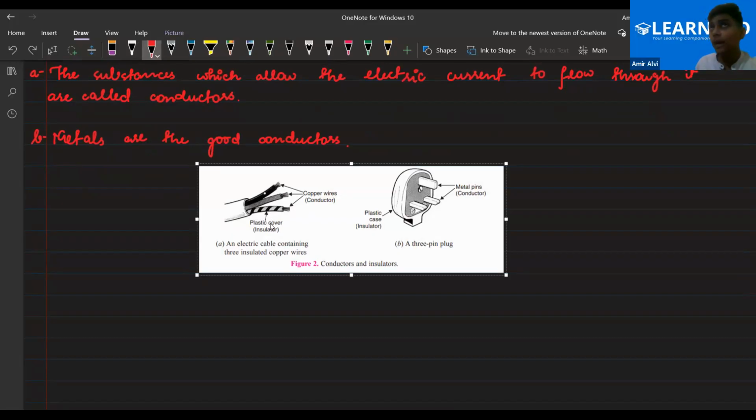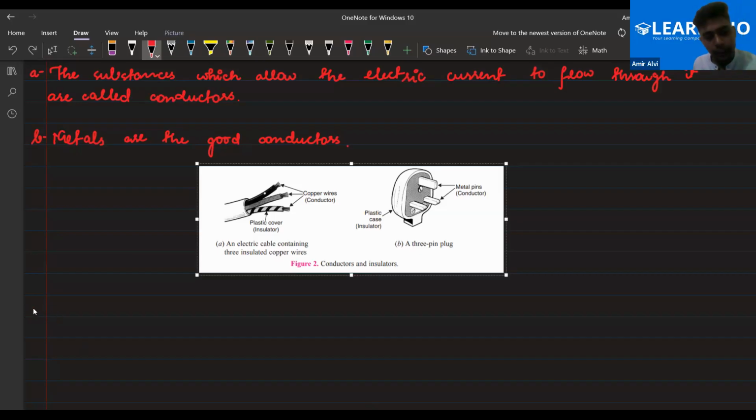Next one is the plastic case. Just see this. These are the metal pins that are used, right? That's why metal is the best conductor of electricity, and we use it in our day-to-day life. Clear, everyone?